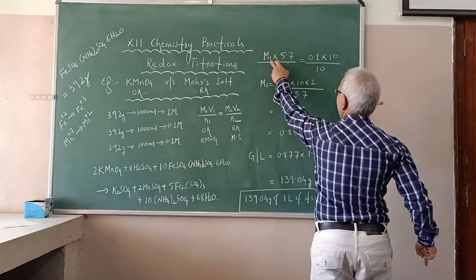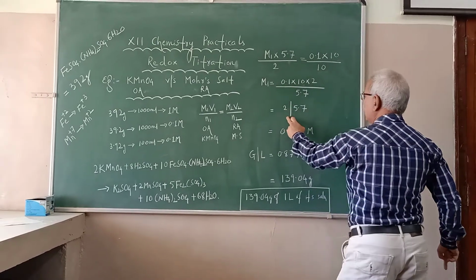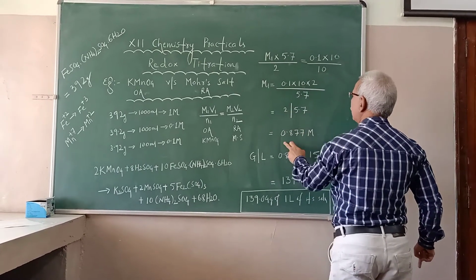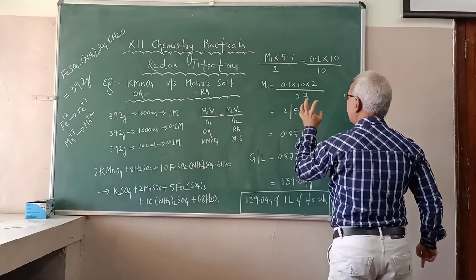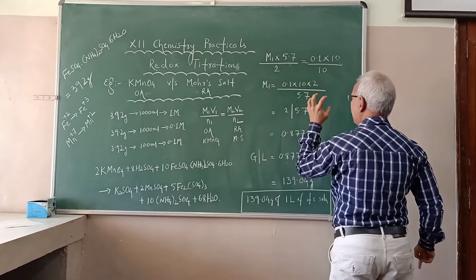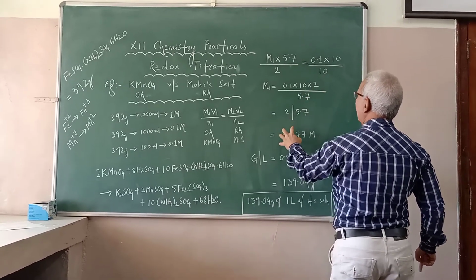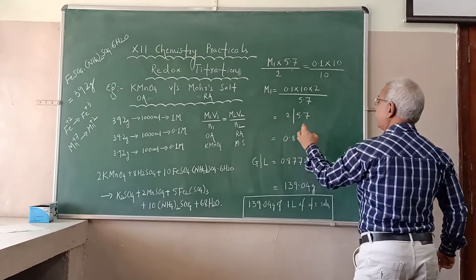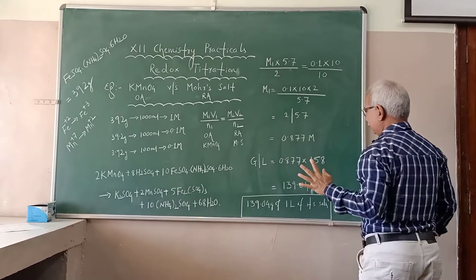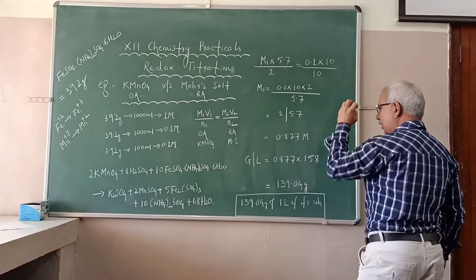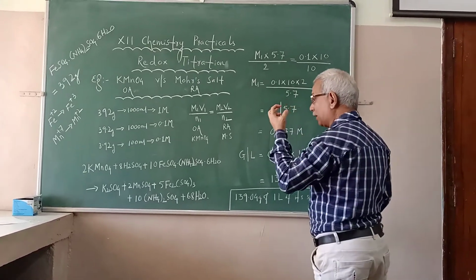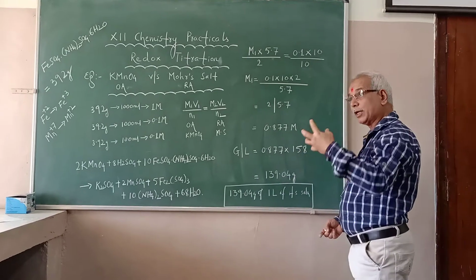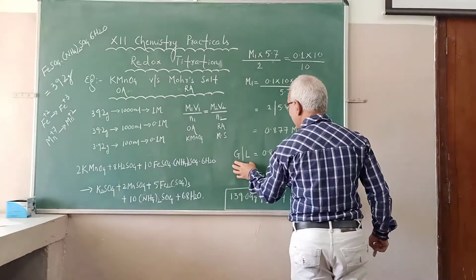So calculate M1 by cross multiplication. That will give you 2 by 5.7 equals, after simplification, the molarity of KMnO4 is equal to 0.877 M. This is the molarity. So using the molarity knowledge, how much KMnO4 have I dissolved? That is the grams per liter.